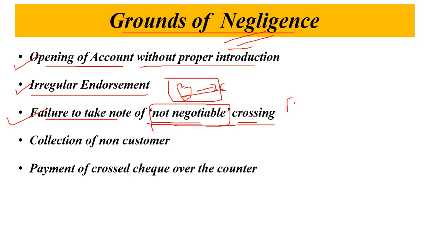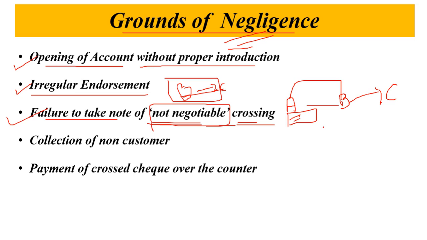Suppose A gives the check to B, and when A gives the check to B, on the check A writes, not negotiable. So that means what? This check A will give to B, but B cannot give to C. So this means not negotiable. This check can be valid between A and B only. B cannot further endorse or further negotiate.